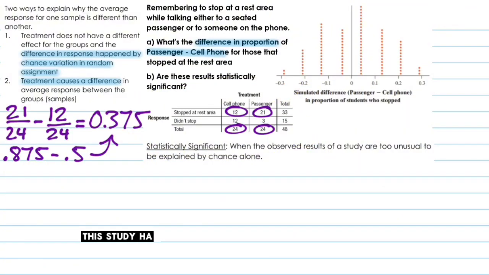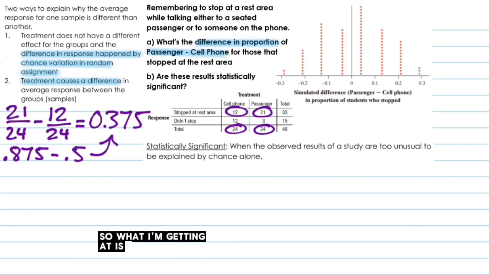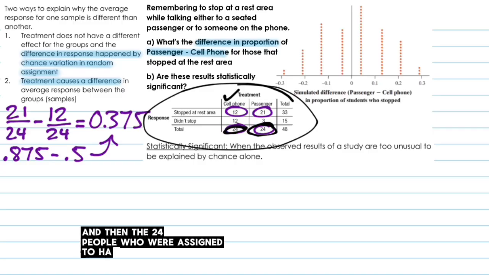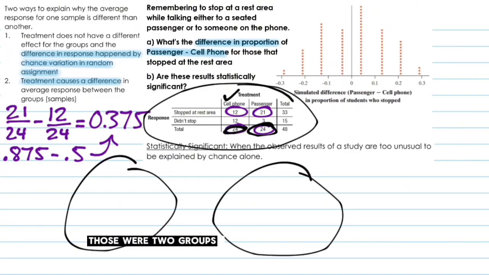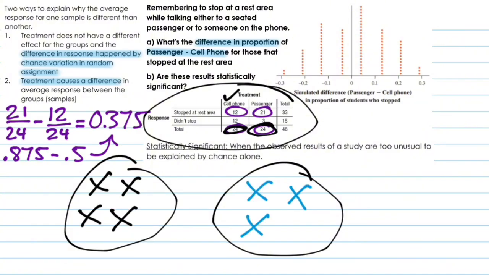This study has now a replication of 100 times where the people were randomly assigned to being in different groups. So what I'm getting at is this. What you're seeing in this table right now are the 24 people that were assigned to have only their phone while driving, and then the 24 people who were assigned to have a passenger. Those were two groups. And I'm not going to put all 12 X's in each of these groups. Let me just use a different color right here.